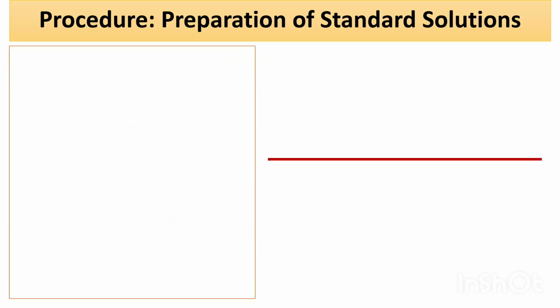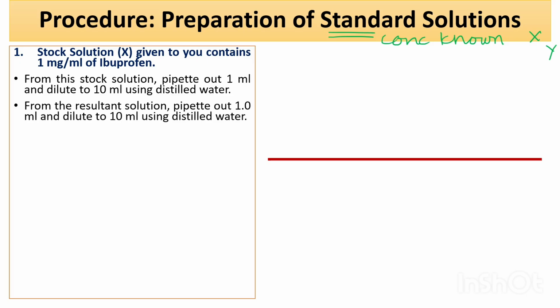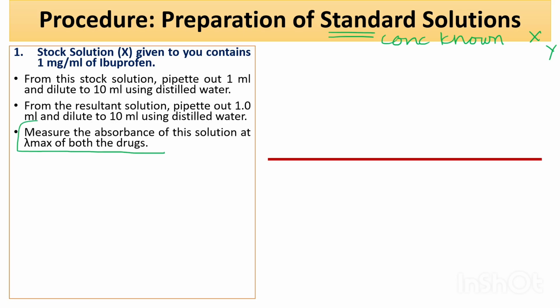Let us see the procedure for preparing the standard solution. Standard solution means standard X, standard Y. Whenever I call something standard, that means I know its concentration. Concentration is known. So how to prepare standard X and standard Y, the procedure is given here. From the stock solution, which is 1 mg per ml, and here X is ibuprofen, we are withdrawing 1 ml and making up the volume to 10, and the same for the second drug also. Then we are measuring the absorbance at the lambda max of both the drugs. This is also one more important point which you have to remember.